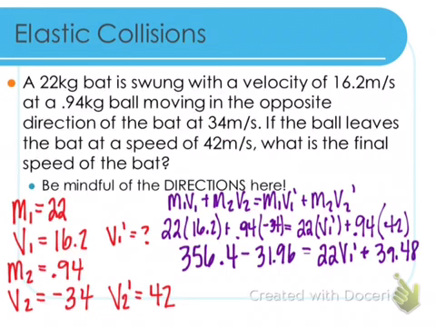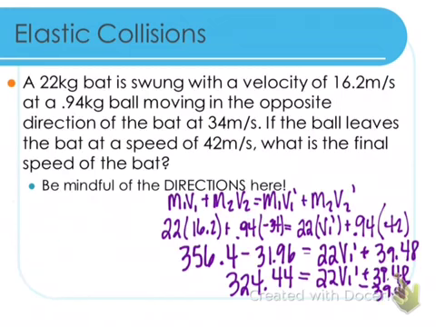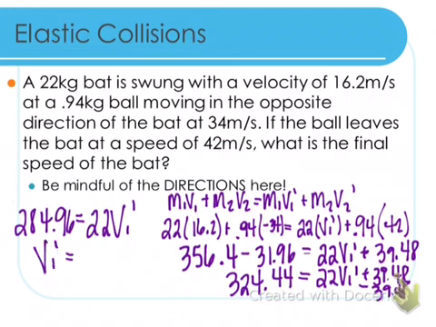On my whole left side of my equation, I get 324.44 equals 22 v sub 1 prime plus 39.48. I still need to subtract that 39.48 from the left side. That leaves me with 284.96 equals 22 v sub 1 prime. So I'm going to take 284.96 divided by 22, and I get 12.95 meters per second.